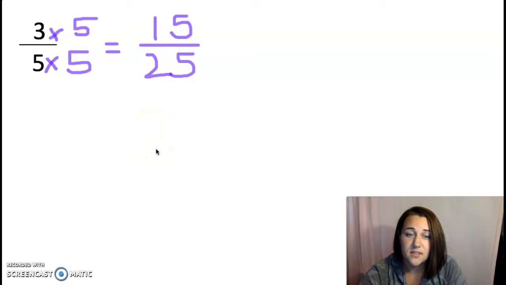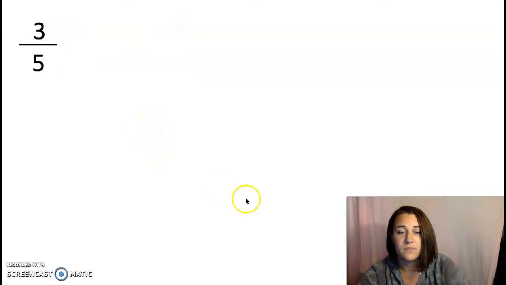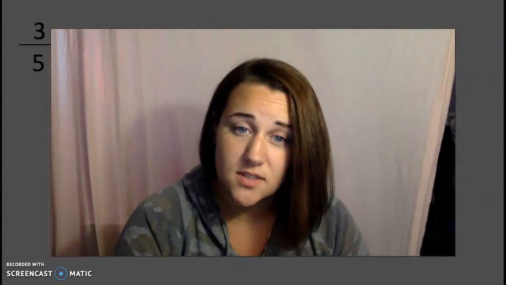All right, friends? So, great job. Remember, pick a number that's easy to multiply for you. If you want to challenge yourself and pick a harder number, you may, because this is what we're doing this week. We're just getting used to making equivalent fractions. Okay, because you'll see fractions a lot more in 5th grade, which you're almost there. And just remember, whatever you do to the top, you have to do to the bottom.